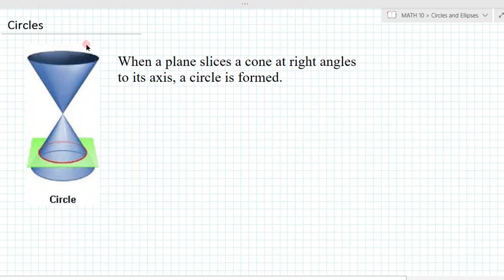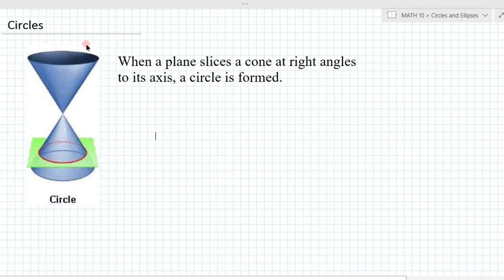In this video, we are going to talk about the conic sections, especially circles and ellipses. We're going to tackle the formula of the two, and at the same time the process or steps to graph the circle and ellipses. So first, let's start off with circles.